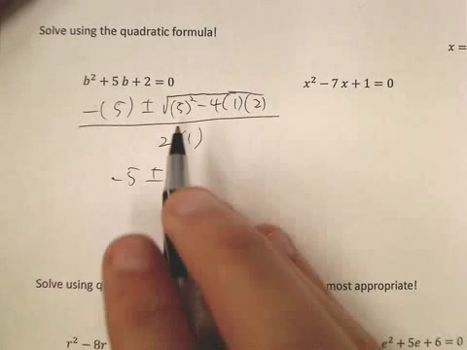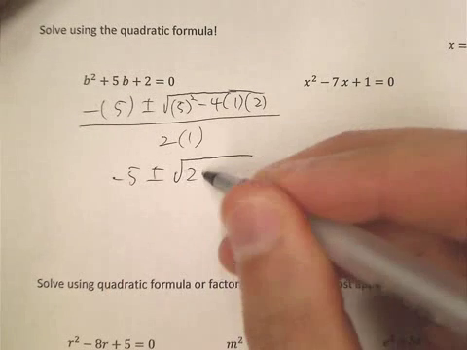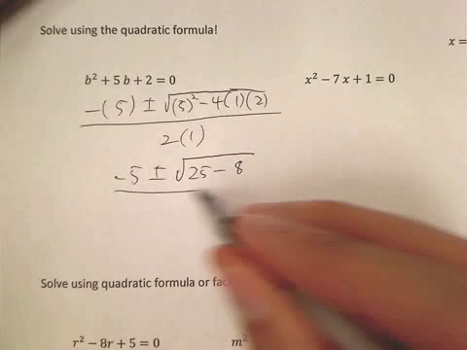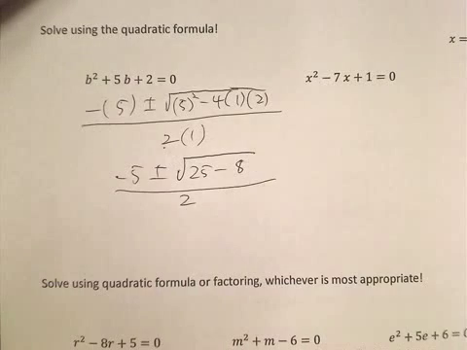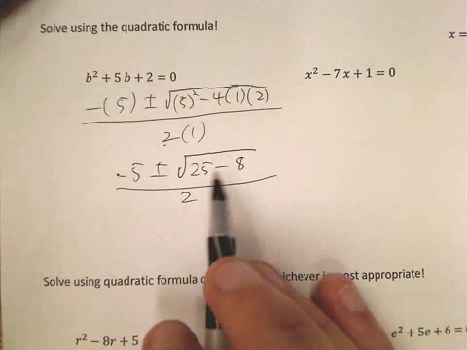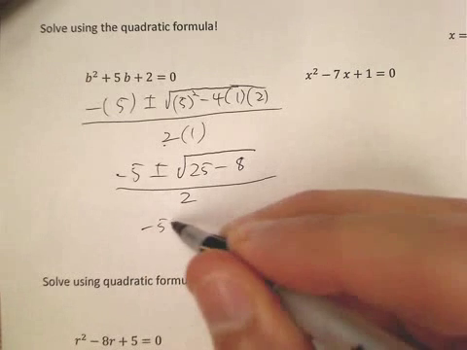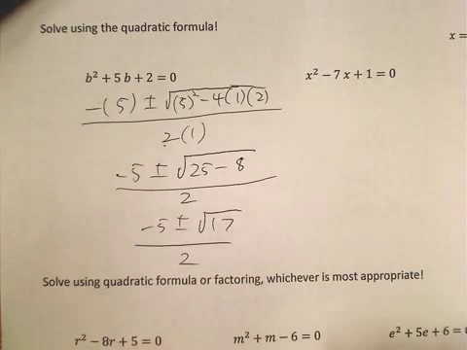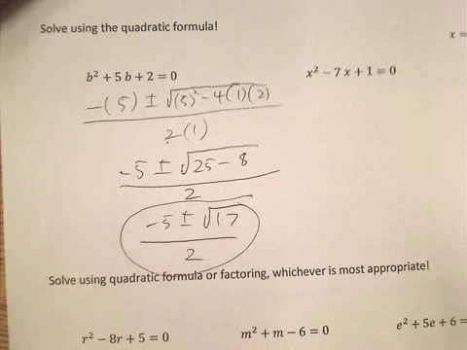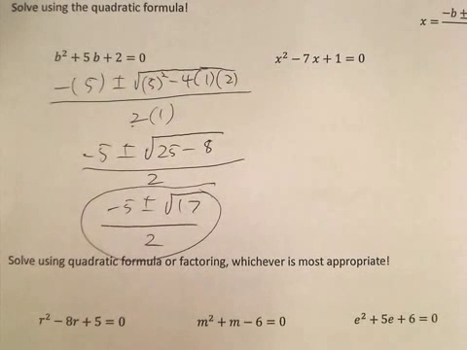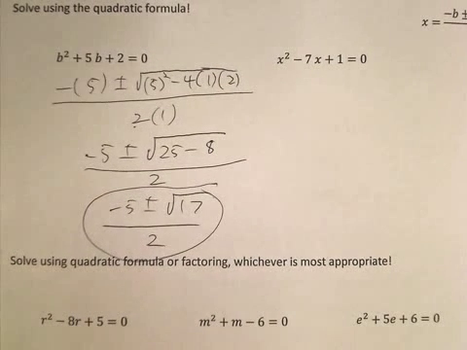Negative 5 plus or minus, that's going to be 25 inside. 4 times 1 times 2 is 8. 2 times 1 is 2. And then these quadratic ones will not look nice when you're done. 25 minus 8 is 17, so negative 5 plus or minus root 17 over 2. And that's going to be your final answer. Okay? Because these don't factor, they're not going to look nice. Go ahead and try those next couple there, just using the quadratic formula.